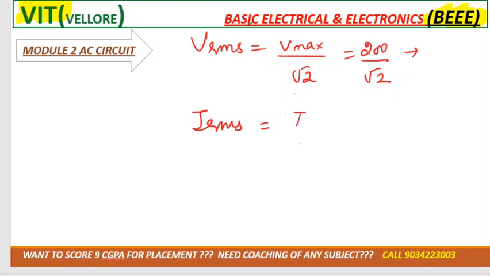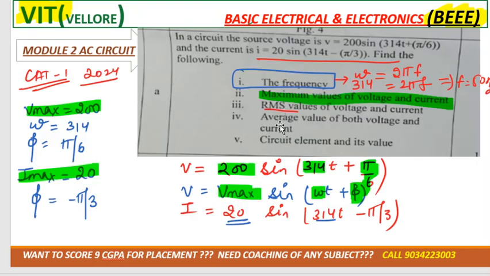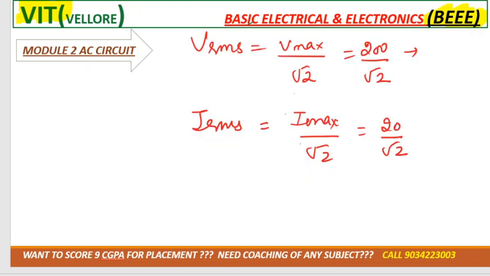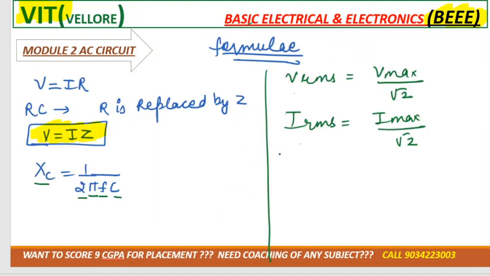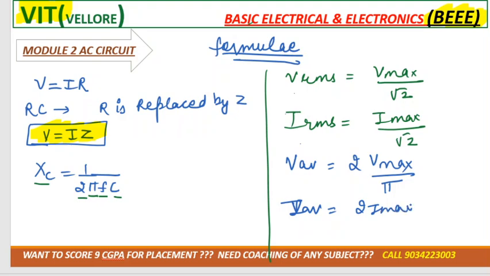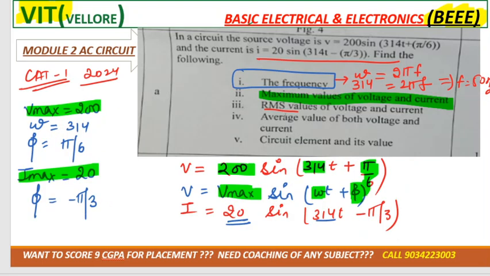Whatever the value you are getting, IRMS is how much? I max by root 2, so 20 by root 2. Okay. Now they are asking the average value of both voltage and current. So write down the formula of average value also. V average is equal to 2 V max divided by pi, and I average is equal to 2 I max over pi. Okay. So you already know the maximum values, and then you will obtain it, right?